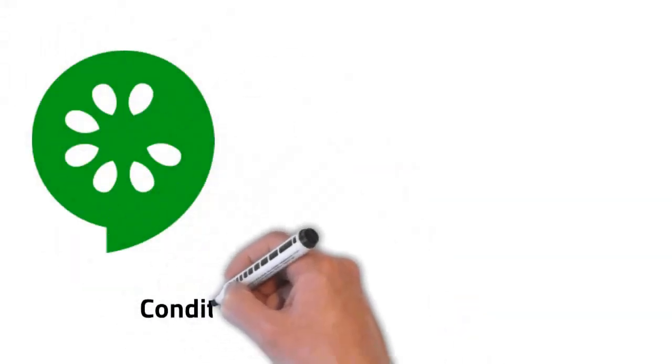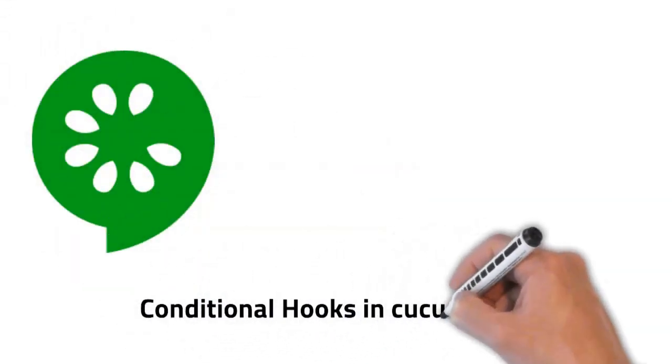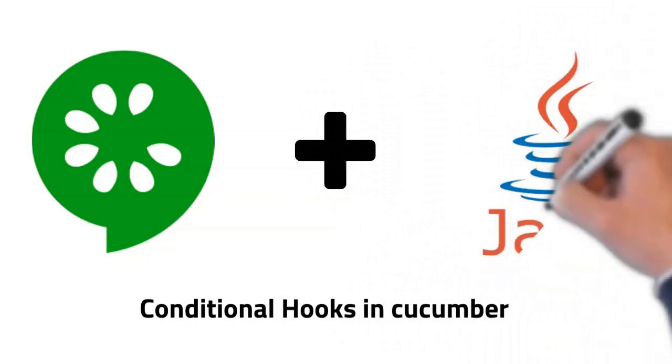In this video, we are going to have a look at conditional hooks in Cucumber, and I would be using Java as the platform.